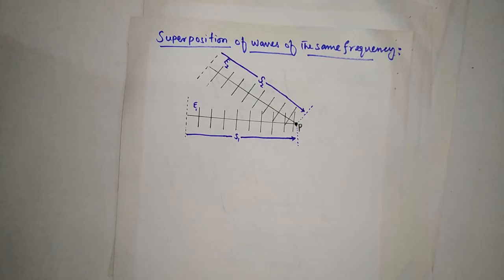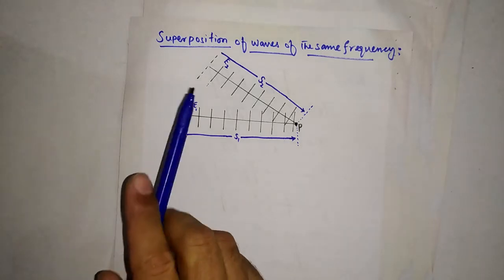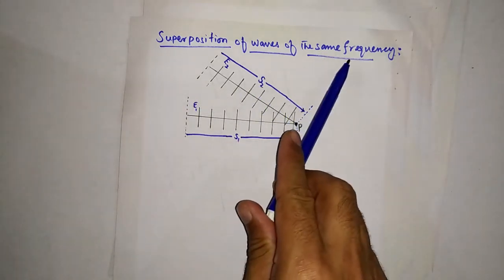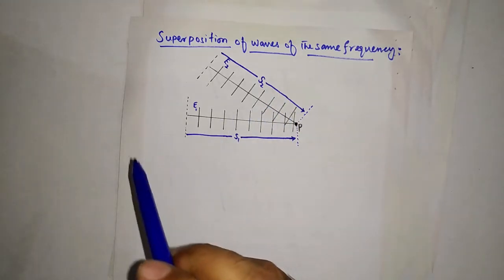Hello students. In our previous lecture we discussed the superposition principle, where we discussed the combined effect of waves, that is, what is the net displacement psi at a point in space where waves with independent displacements psi 1 and psi 2 exist together. So in today's lecture we are going to discuss the superposition of waves which have the same frequency. Clear?